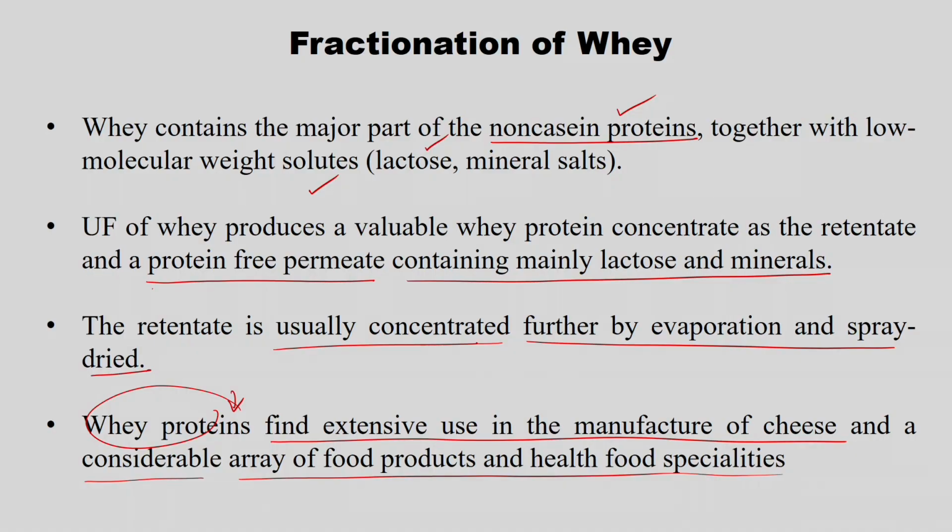The retentate is usually concentrated further by evaporation or spray dried, and the whey proteins find extensive use in the manufacturing of cheese and a considerable array of food products, including health foods. So, that means by further fractionating the whey using UF, we will get whey proteins, which are further used for manufacturing of cheese as well.